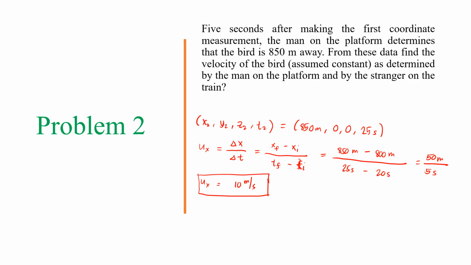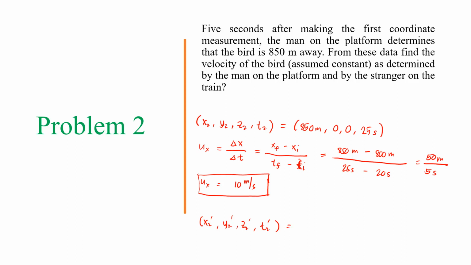Okay, and then we can also obtain the primed coordinates, or the measurements made by the passenger on the train after 5 seconds. So we can call it x sub 2 prime, y sub 2 prime, z sub 2 prime, and t sub 2 prime.